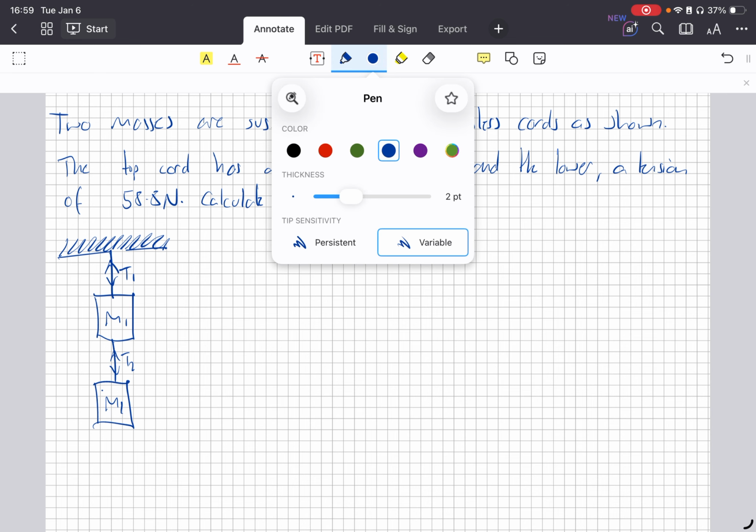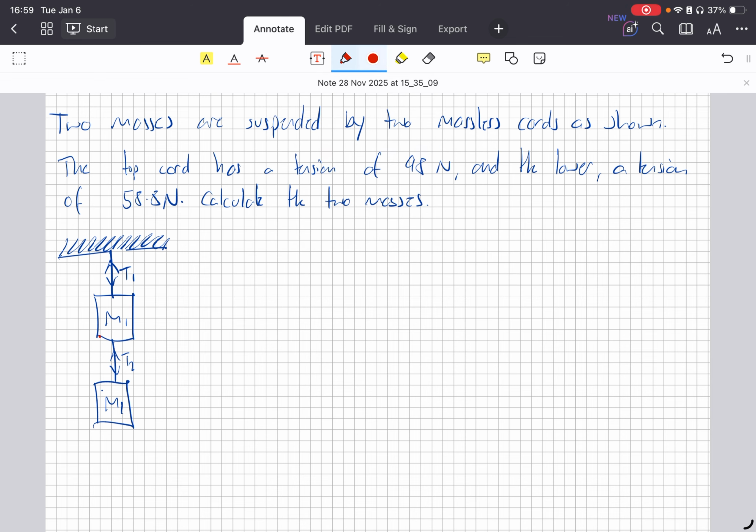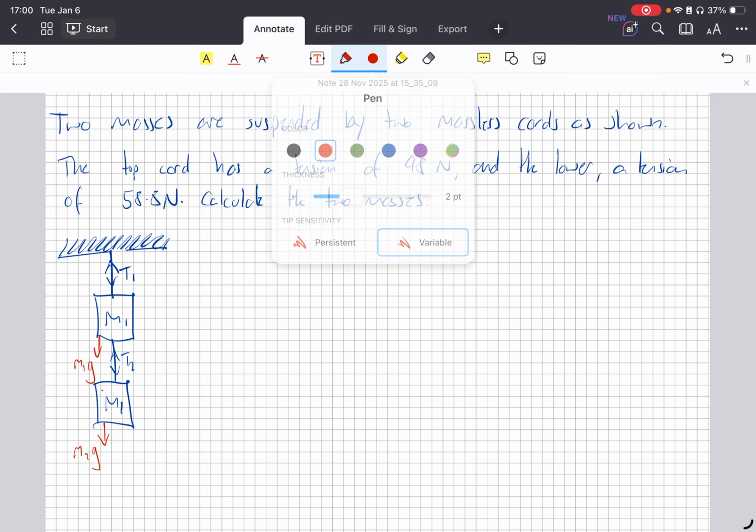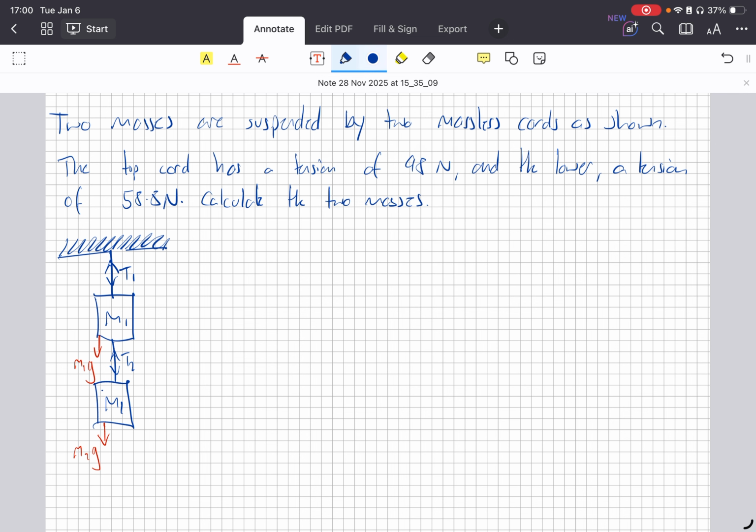We have two additional forces then acting on these masses, so I'll mark those in with red arrows. Those forces, of course, are the force due to gravity, which is just the mass times the acceleration due to gravity. So it's M1g here, and M2g here. We now have drawn all the forces acting here, and the whole system is at rest. That's kind of implicit in the question here.